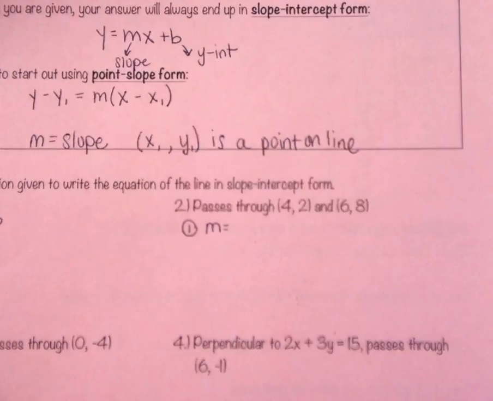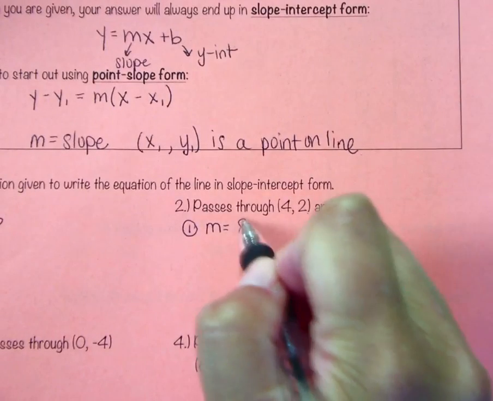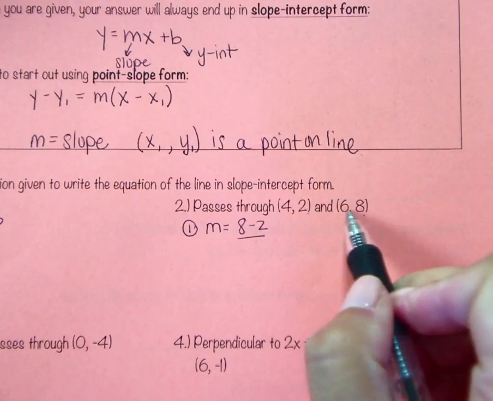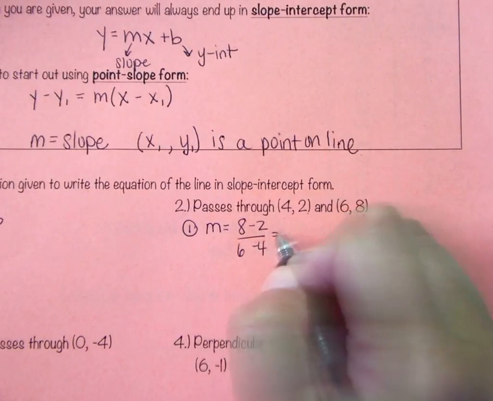So we're going to start off by finding the slope that goes through these 2 points, which is something we talked about a little bit yesterday or Monday. So we're going to take the difference in the y values, 8 minus 2, over the difference in the x values, 6 minus 4, and simplify to find our slope.